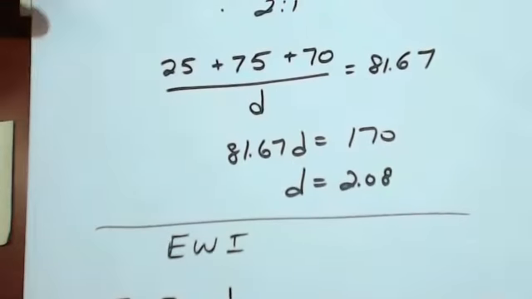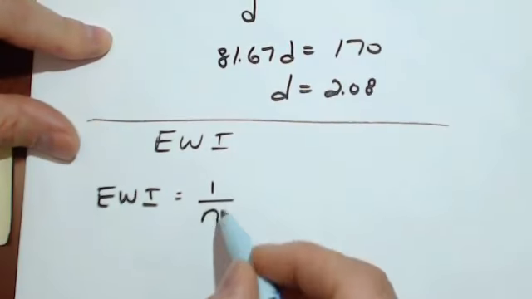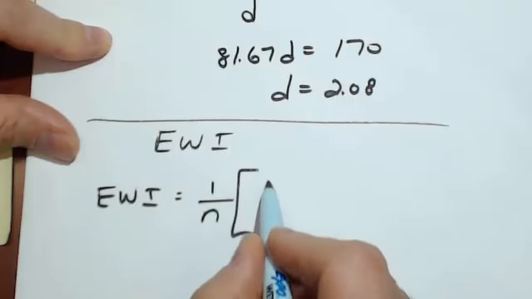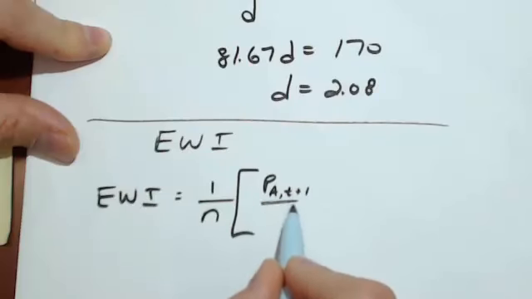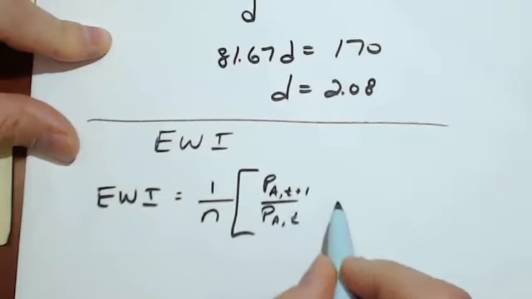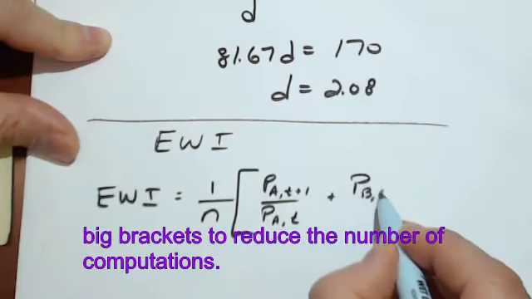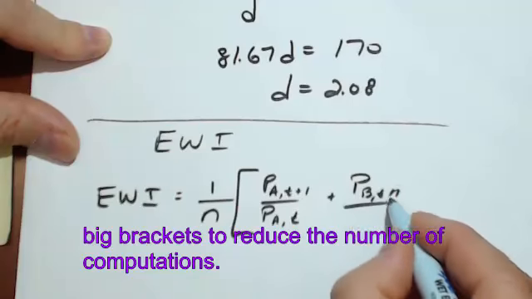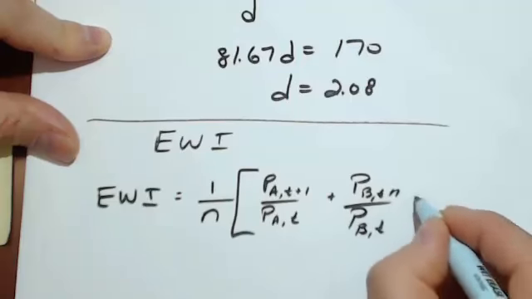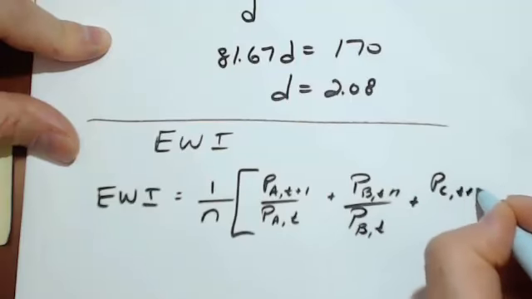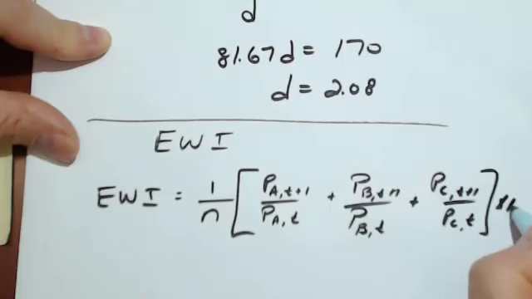1 over n, which is the number of stocks in the index. And we're going to say price of A at t plus 1 divided by the price of A at t, this relative price ratio, plus the price of B at t plus 1 divided by the price of B at time t, plus the price of C at t plus 1 divided by the price of C at time t, times 100.